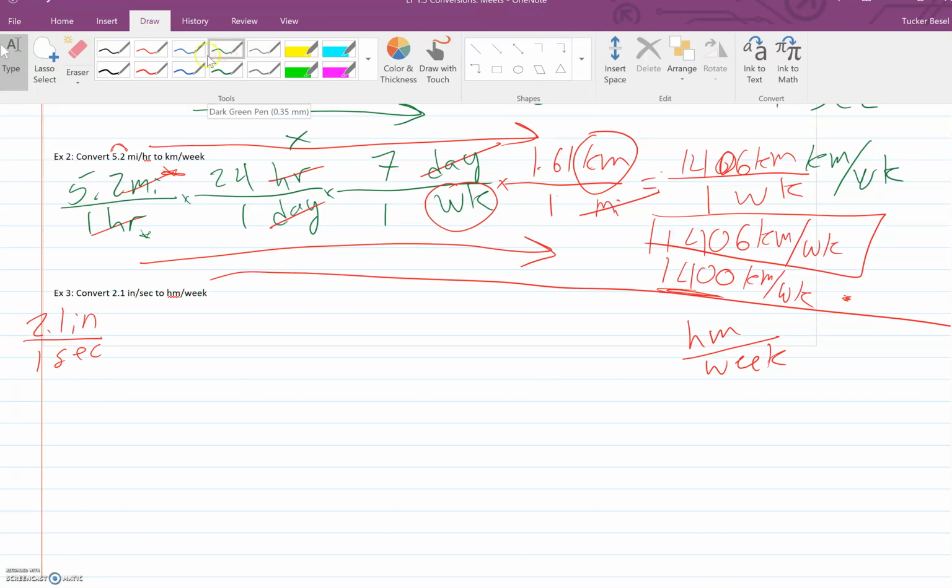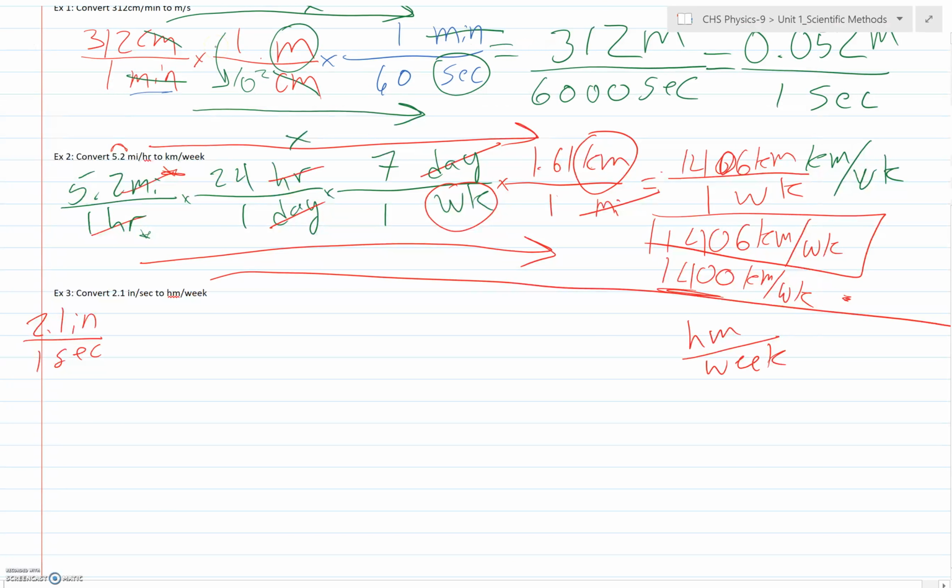Switch some colors here. Let's go to blue. We haven't done blue in a while. All right, so 2.1 inches. I'm going to do my top units first. If I want to get rid of inches, I don't know how to go directly from inches to hectometers. I know that I can go from inches to meters.